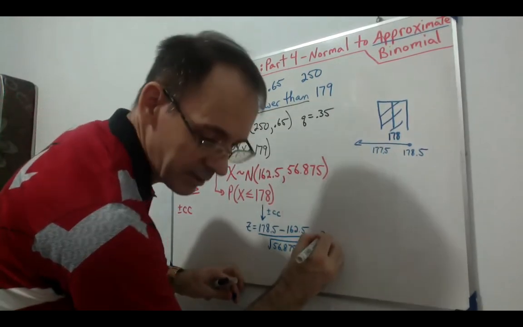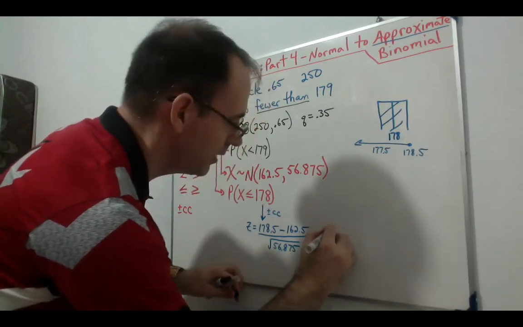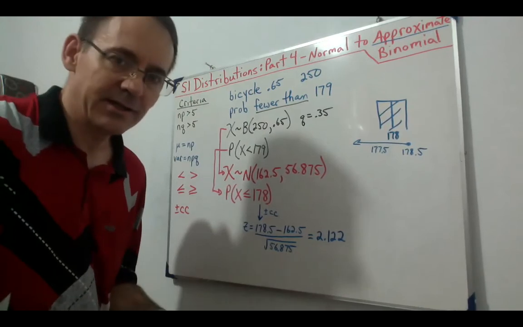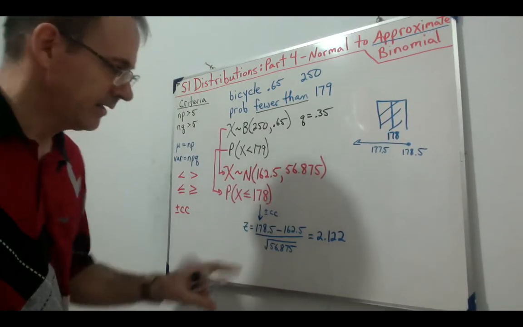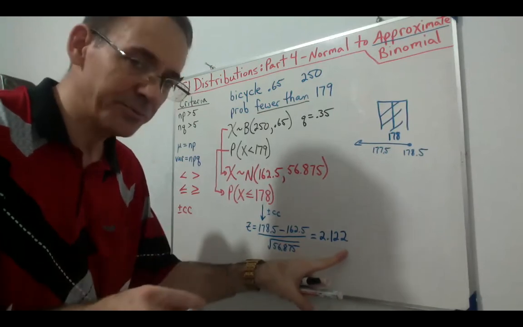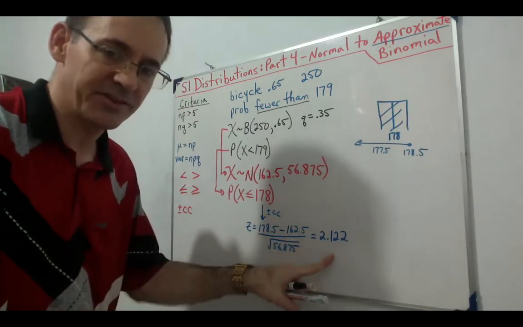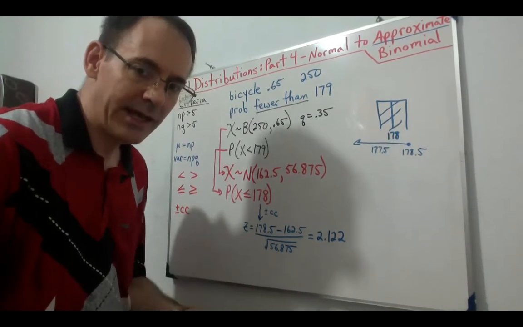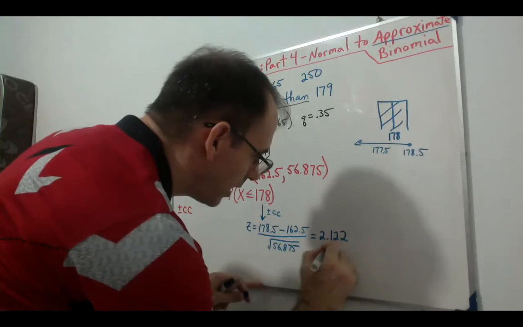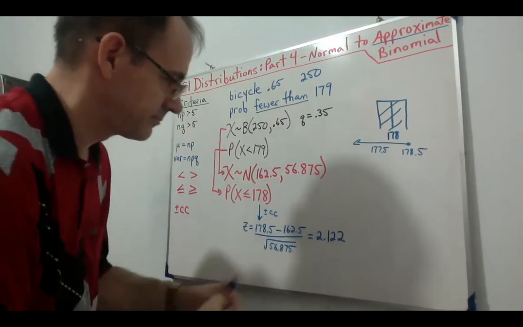So 2.122, rounded off to the 3rd decimal place. Okay, so not 3 significant figures. It's 3 decimal points because we have to look up the Z number. Now that we have the Z number, we plug this into our phi Z chart.